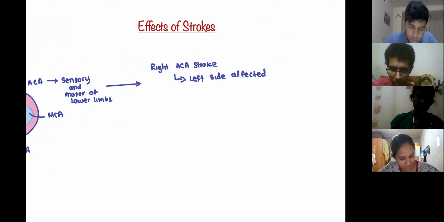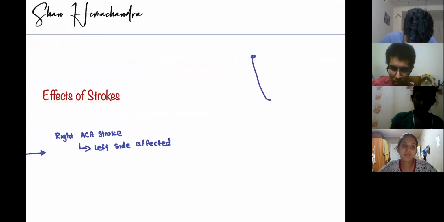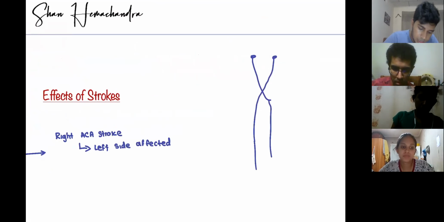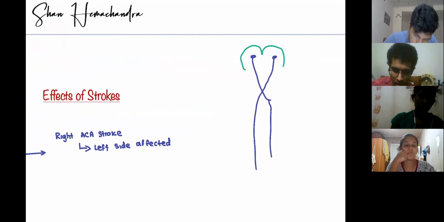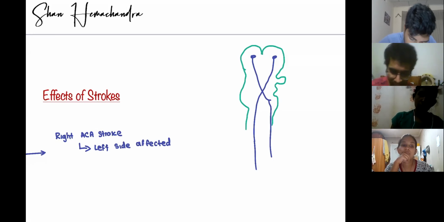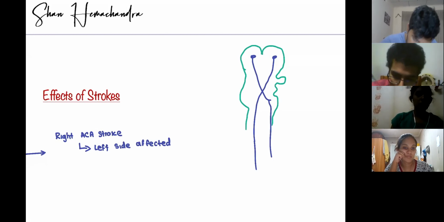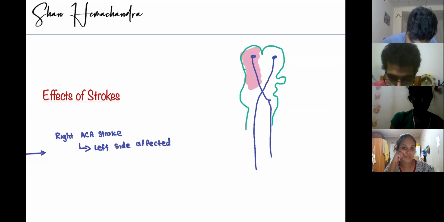Remember the corticospinal tract, don't draw this. From the brain, it crosses at the medulla. The corticospinal tract crosses. In this case, we have damage to the right side. This fiber travels all the way to the left side.